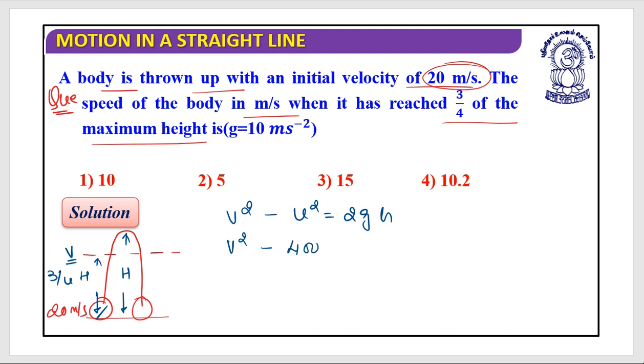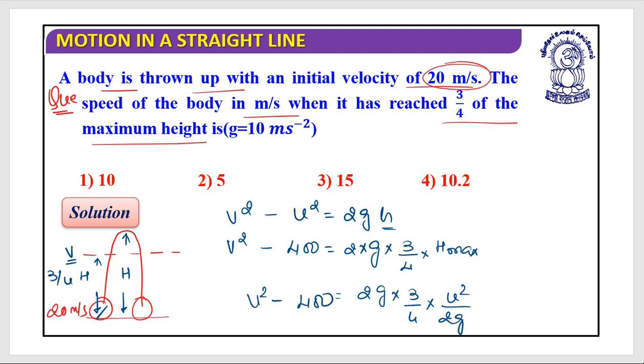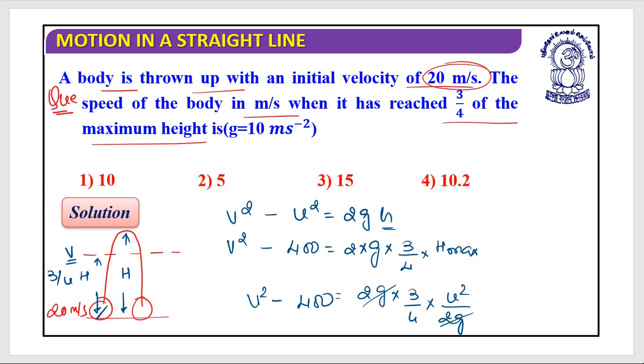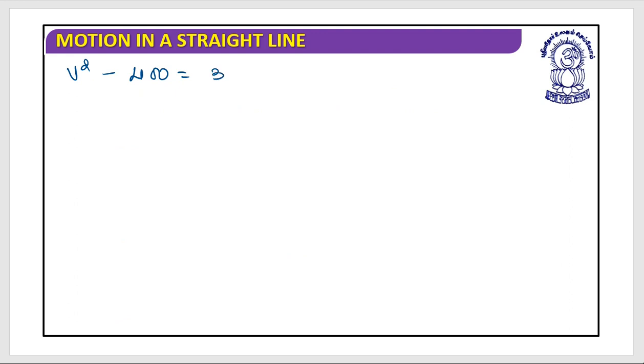u square is 400. This is equal to 2 into g into h, and this h is 3 by 4th of the maximum height, h max. So this is equal to 2g into 3 by 4 multiplied by h max. h max is u square by 2g. So this is v square minus 400 equals, 2g would be gone, and let's solve it on the next slide. v square minus 400 should be equal to 3 by 4 of u square.